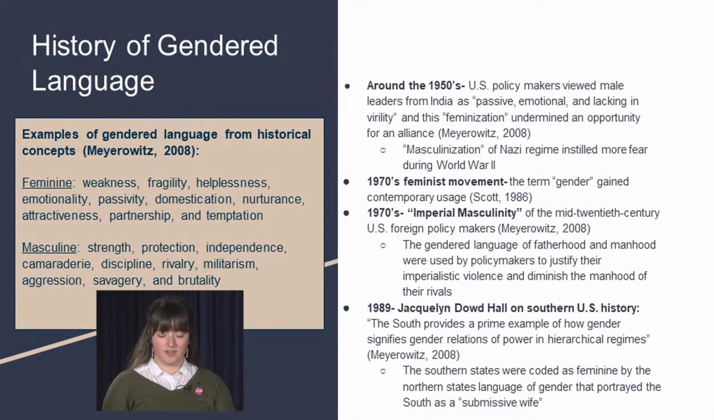In 1989, a historian named Jacqueline Dowd Hall examined Southern U.S. history and noted that when the North beat the South during the Civil War, the North used gendered language and viewed the South as a submissive wife.